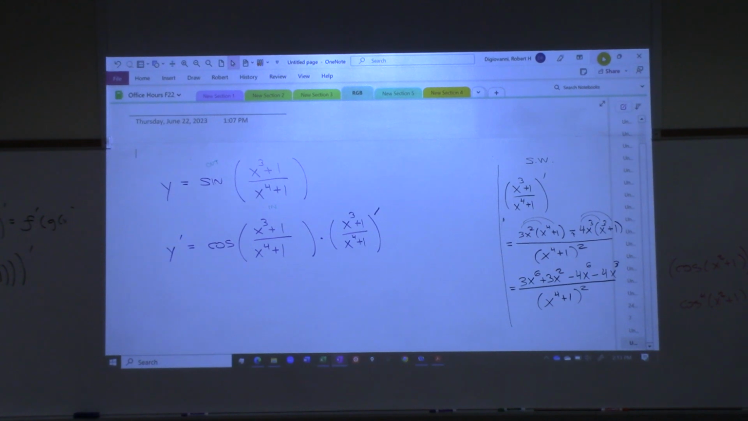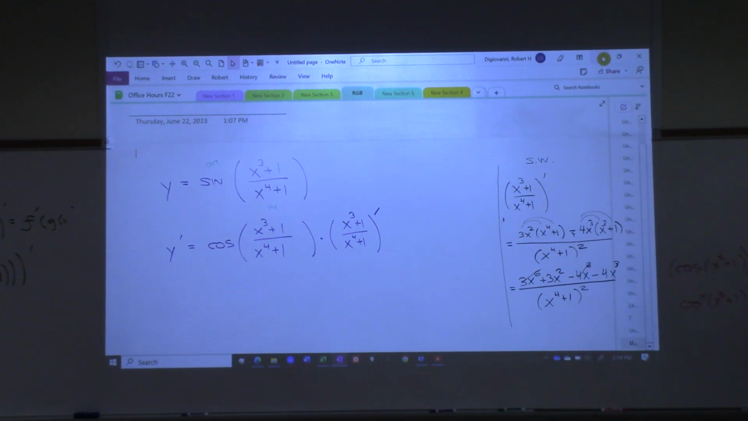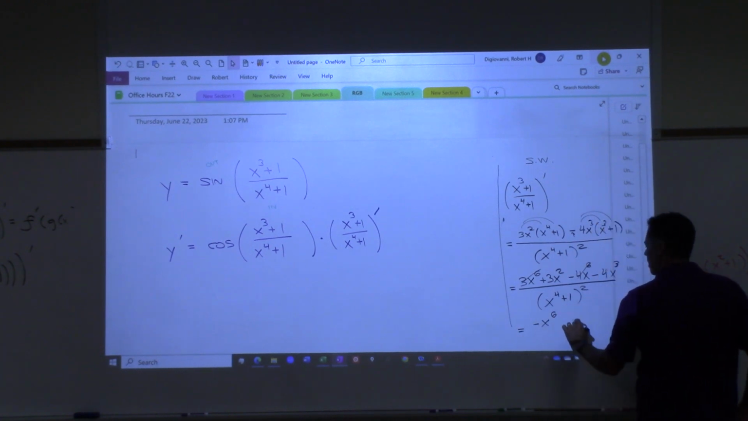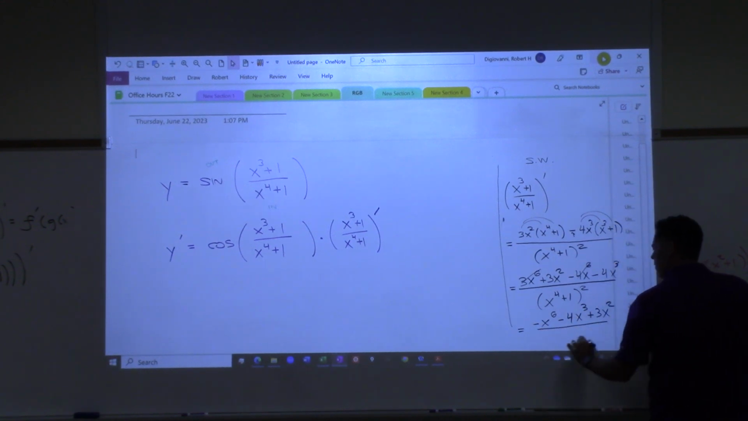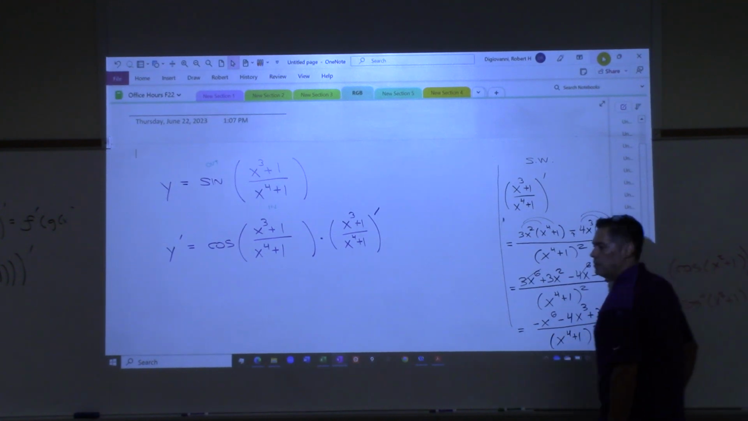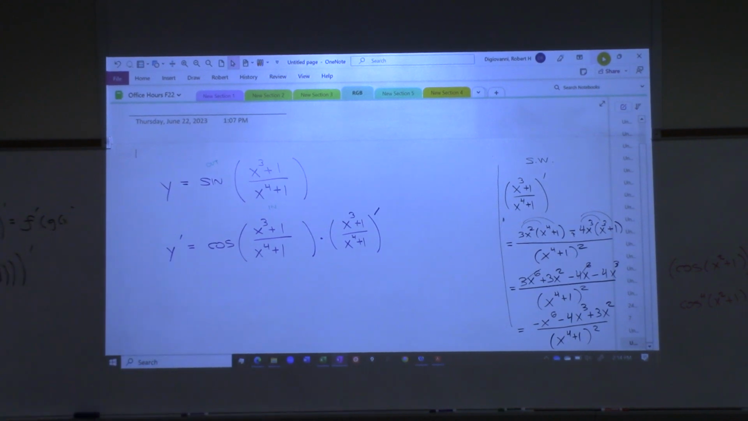Combine like terms? The 3x to the sixth, these, I'm left with minus one of them, right? So negative x to the sixth, I'm putting it in descending order, minus 4x cubed plus 3x squared all over my common denominator, like that. Question? You sure?